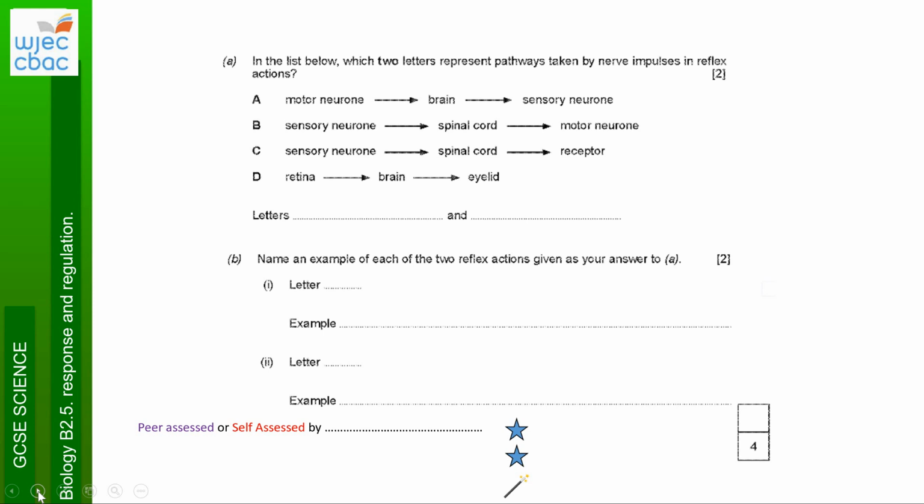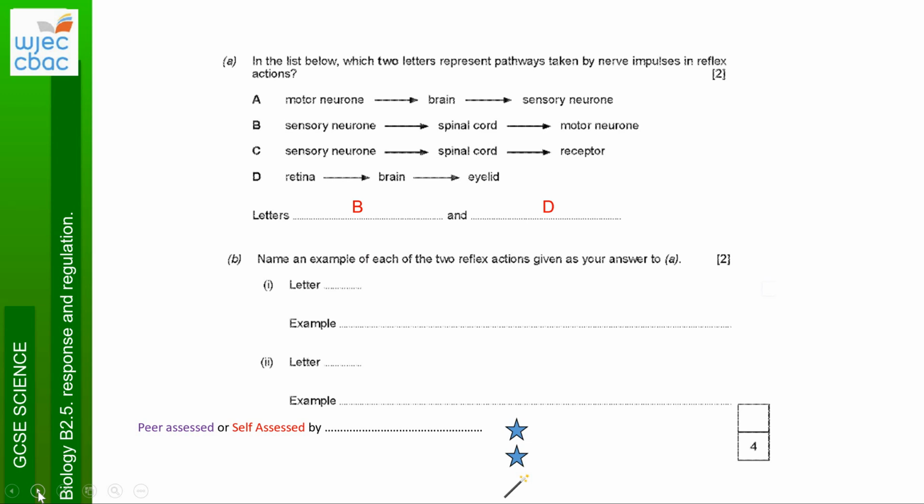C then, sensory neuron, spinal cord, receptor. Now, the receptor in that one obviously is in the wrong place. The receptor should be before the sensory neuron. So D then, the retina, which is in the back of the eye, to the brain, and then the eyelid would be an example of nerve impulses in reflex actions. Now, the reason with that one, why it's going to the brain and not the spinal cord, is obviously from the eye, the brain is closer, so it makes the reaction faster. But usually reflex actions don't involve the brain.